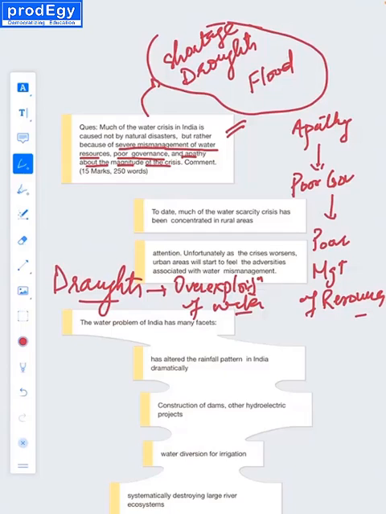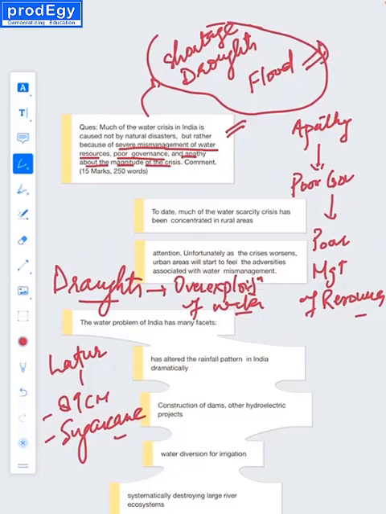In Latur, the average rainfall was less. Average rainfall in Latur was 89 centimeter, and here they are growing sugarcane, which needs more than 100 centimeters of water. So naturally they are going to exploit underground water resources, and during any year, if rainfall is less, you are not having underground water availability, you are going to face drought. Similarly, in cases of flood, it is mismanagement of the dams many a times which have caused floods.